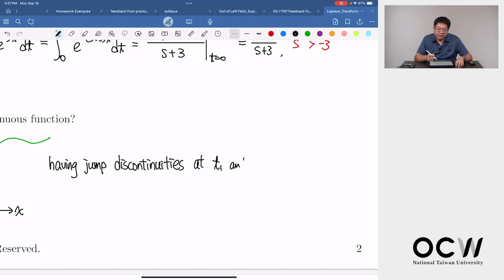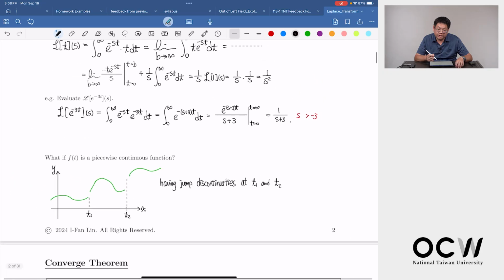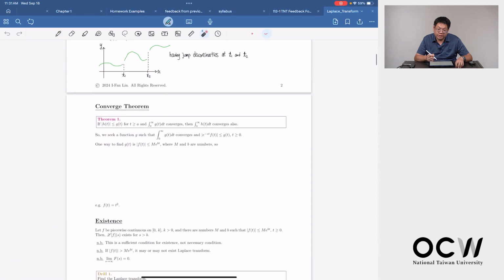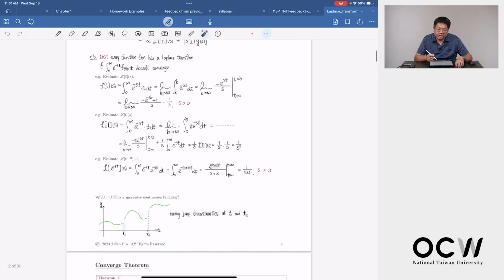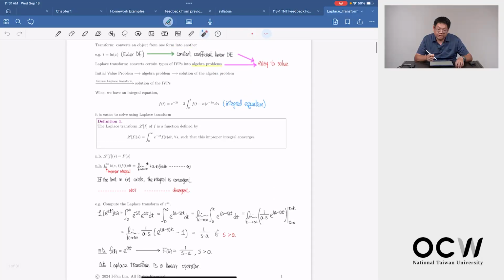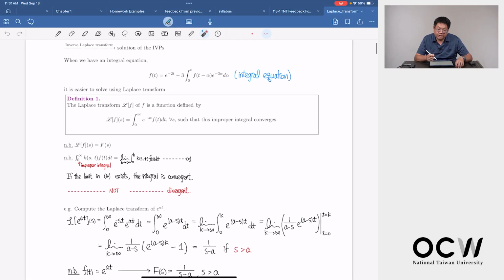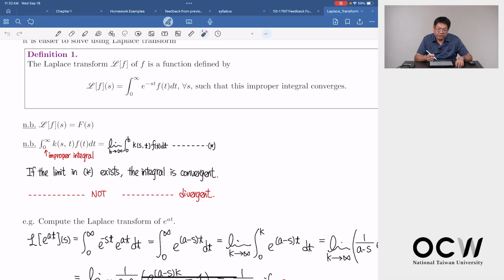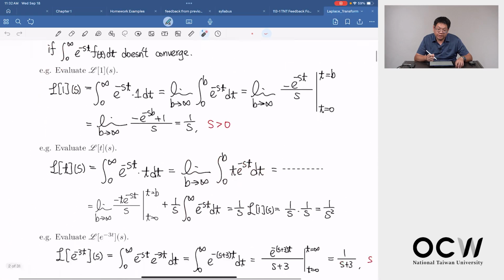At t1 and t2. This is a piecewise continuous function. Okay. Now let's talk about the convergence theory. Remember, when we talk about the Laplace transform, we say that if the limit exists, then the integral is convergent. How do I know that this limit exists or not? Here we have the convergence theorem.